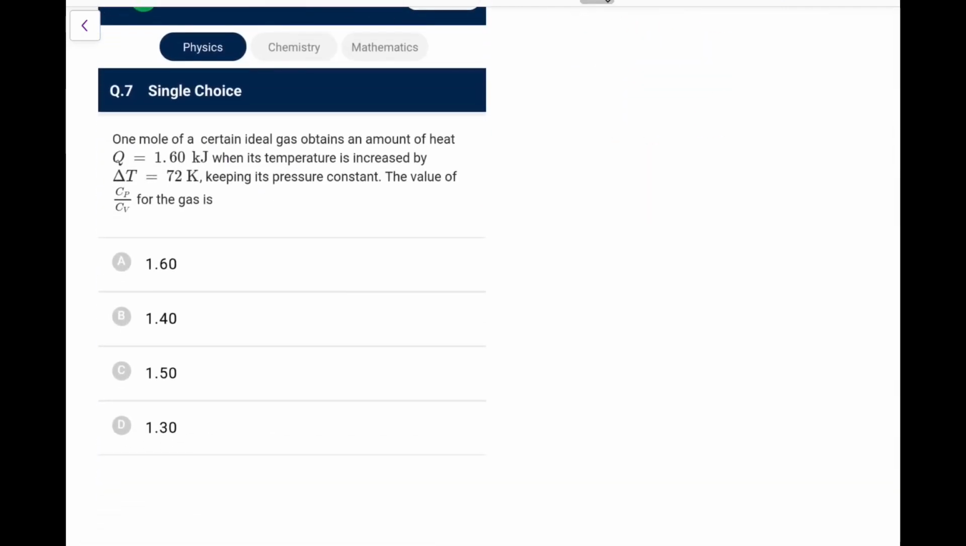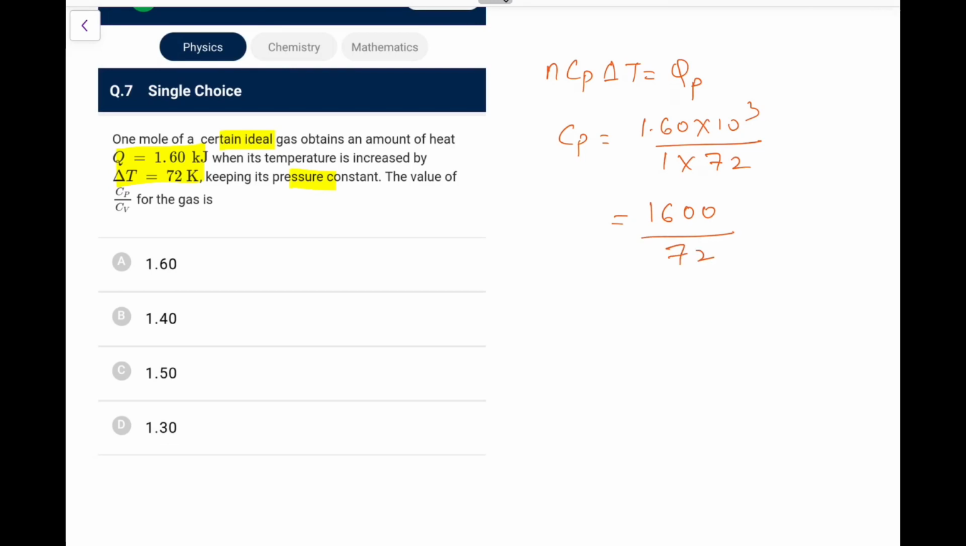Next one, you have a mole of a certain ideal gas. It obtains an amount of heat 1.6 when its temperature is increased, keeping pressure constant. The value of Cp by Cv is, so at constant pressure Q is n Cp delta T. So what is Cp from here? Qp is 1.60 into 10 to the power 3. Moles is 1, delta T is 72, that is 1600 by 72. This is Cp, and Cp you write is equal to gamma R upon gamma minus 1, and you are checking for the value of gamma itself. So what would be the value of the gamma?